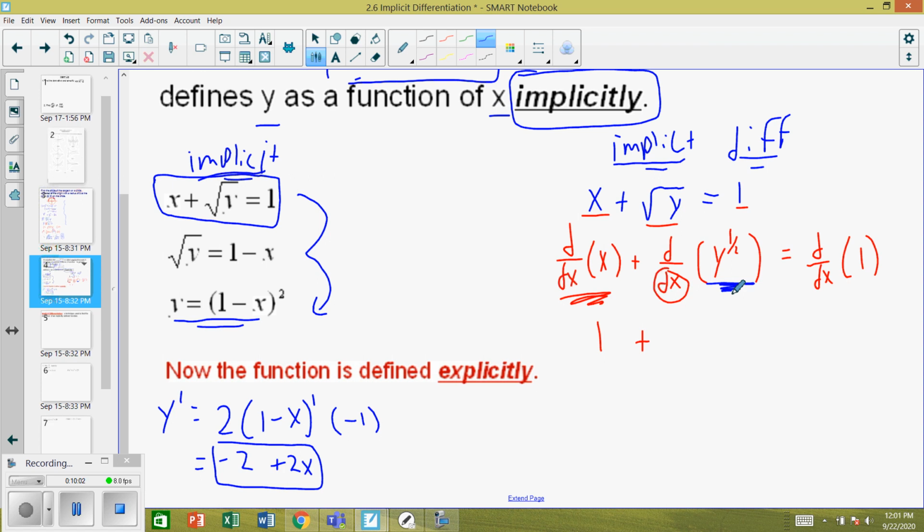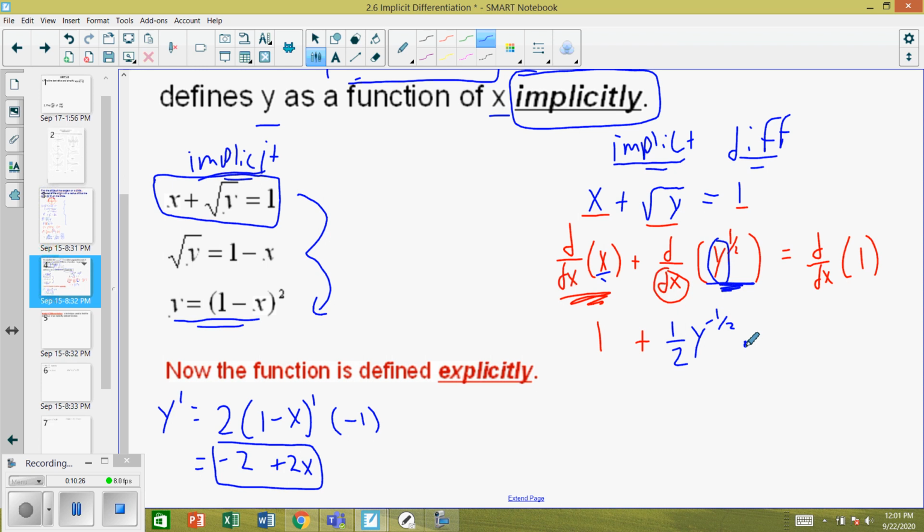The derivative of y to the 1/2 is 1/2 y to the negative 1/2. But then I'm going to multiply by the derivative of the inside. Okay. Now, normally if I were doing power rule, the derivative of the inside would be the derivative of x, which is 1, and it goes away. But the derivative of y is not 1. The derivative of y is just y prime.